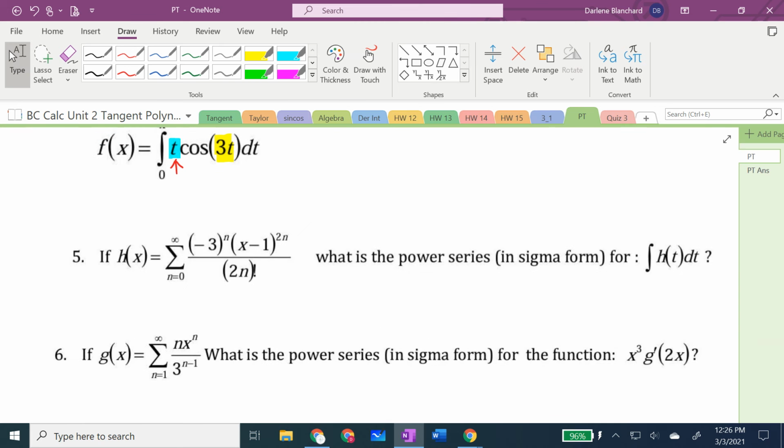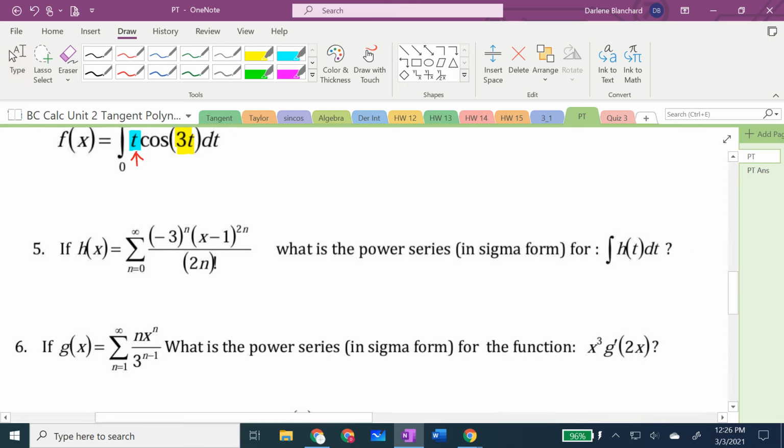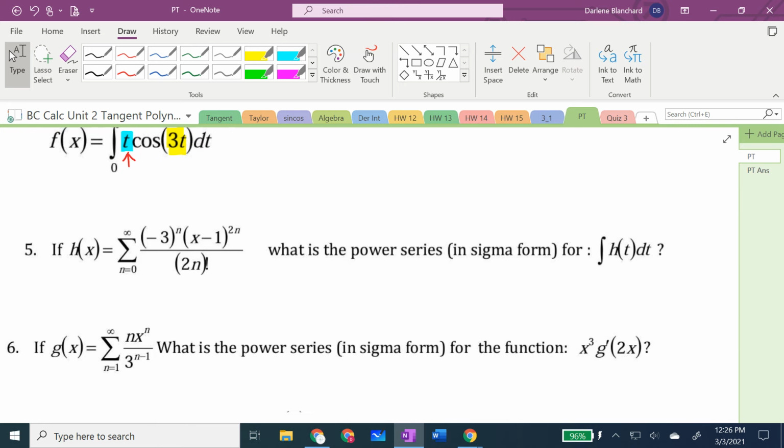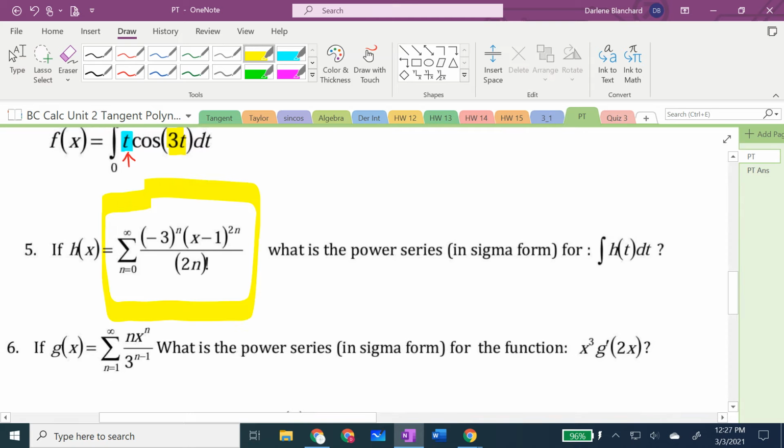We are looking for a power series in sigma form. So you're being given a sigma form to start with, and it's asking you to find the general antiderivative of h of t. And I'm not going to throw in this sudden change of variable there on the test where it doesn't need to be, but there you go. Now you've got h of t. So you're integrating.